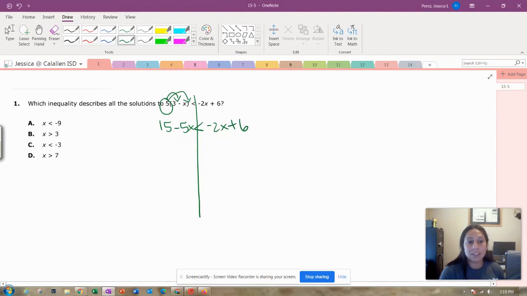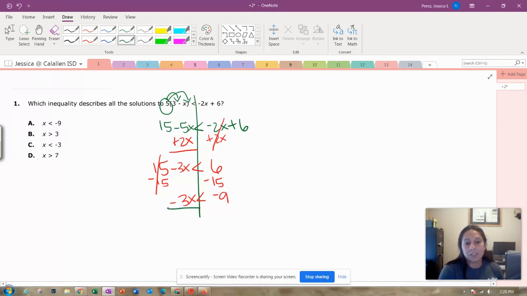Next, we're going to put our x's on the same side. So I'm going to go ahead and move the negative 2x to the other side by doing the opposite of negative 2x, so plus 2x here, add 2x here. So that's 15 minus 3x is less than 6. Next, you'll notice that you have a positive 15, so we're going to take away 15 from here. So negative 3x is less than negative 9.